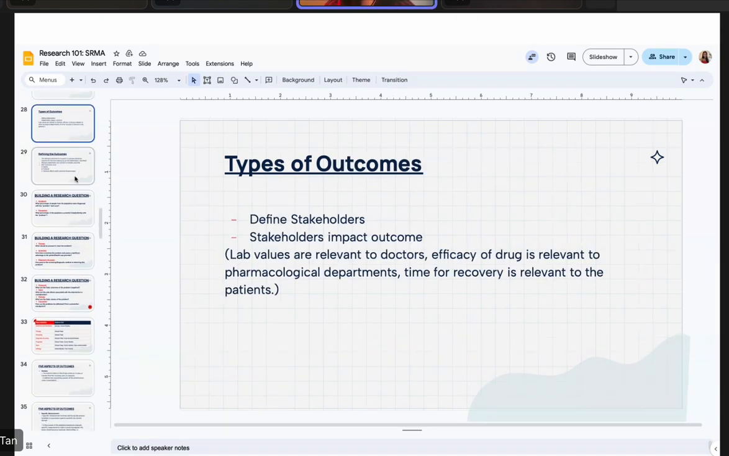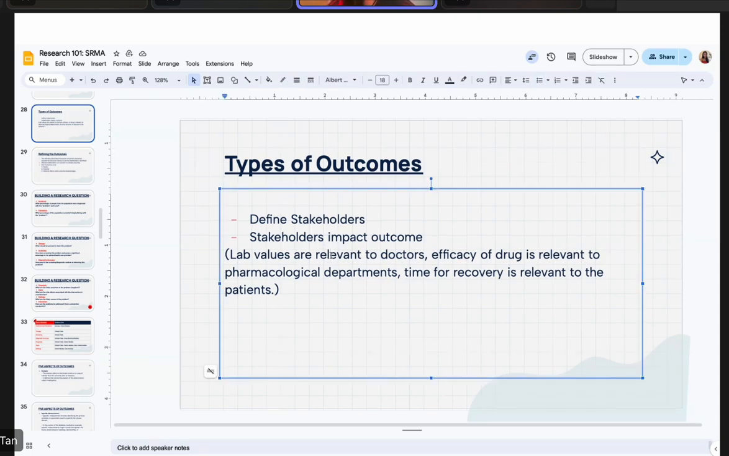Okay, and you have your types of outcomes. You need to define your stakeholders. So stakeholders impact outcome. For example, lab values are relevant to doctors, efficacy of drug is relevant to pharmacological departments, and time for recovery is relevant to the patients. So you need to define these as well, because sometimes in a study, they tell you, oh, in follow-up, this cancer did not progress, so therefore that is good. But maybe a patient is more worried about, oh, will I need to keep taking these drugs for the rest of my life? You know, it's more quality of life. So there are these outcomes as well that may be more important to them. So these are, again, things that you want to look at.